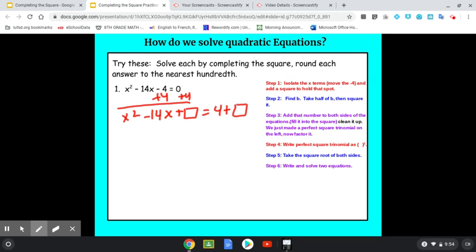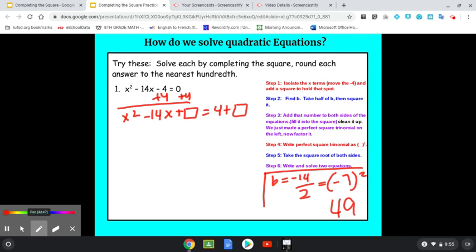Okay? So that's the first step. Now what we're going to do is find b, take half of it, and then square it. Remember, b is the number in front of x, which I'm going to put down here. b is -14. So if I take half of it, I get -7. Now this is the number that's going to go in our parentheses when we factor it. And then my next step is square it, and I get 49. Now that squared number goes in the square. So that's the next step. You're going to put 49 in the square.